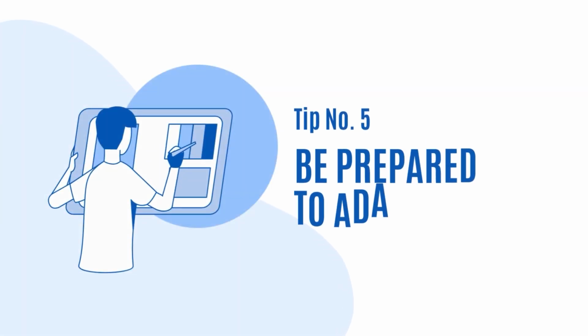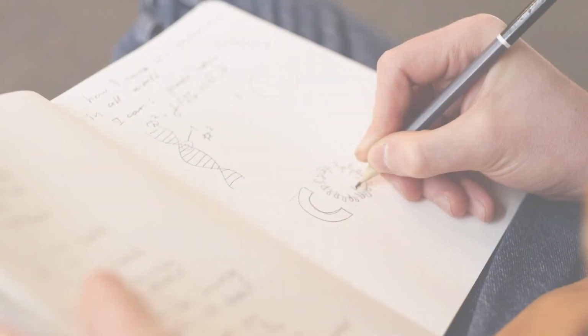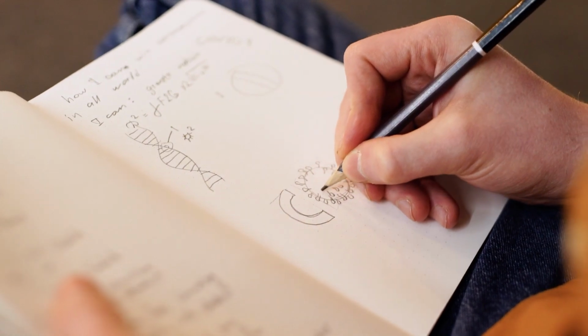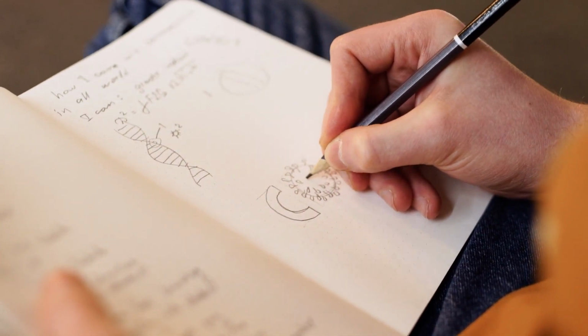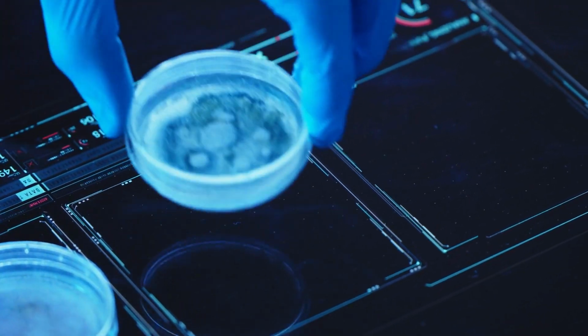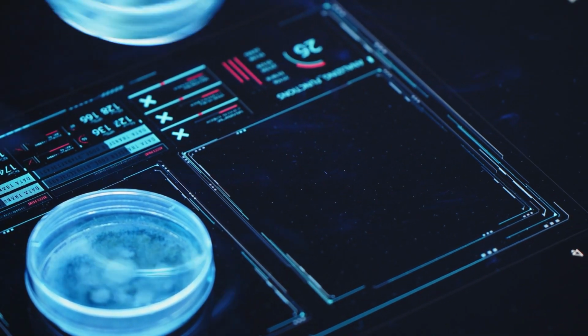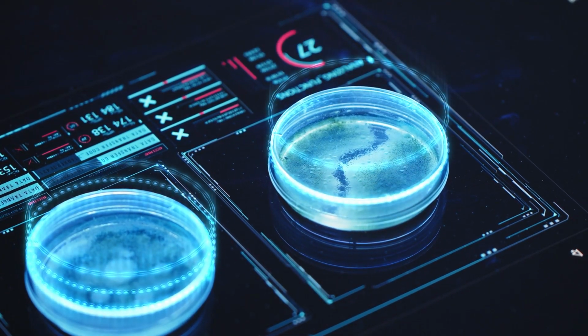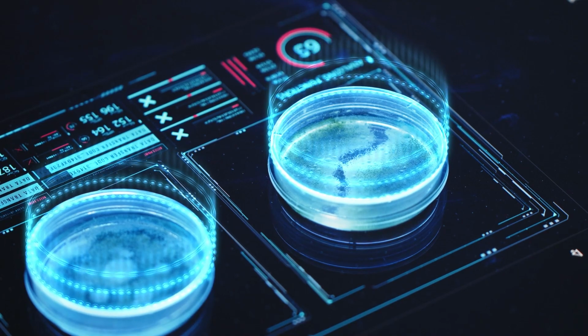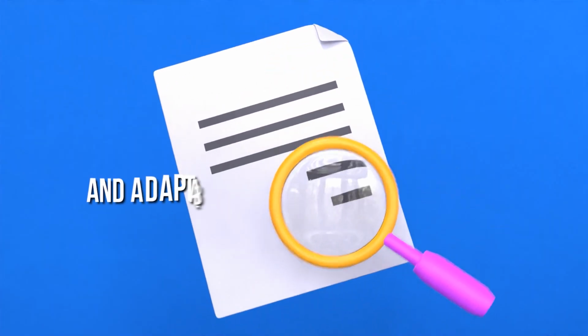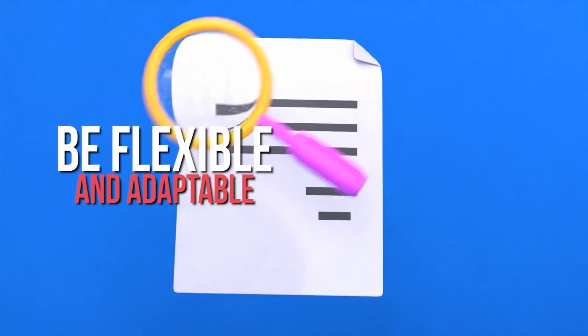Tip number 5. Be prepared to adapt. Finally, it is important to be prepared to adapt your research topic as you go along. As you start to collect data, you may find that your research question needs to be refined, or that you need to change your approach. This is normal, and it is important to be flexible and adaptable in order to ensure the success of your project.